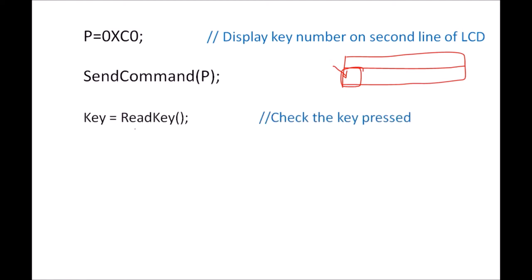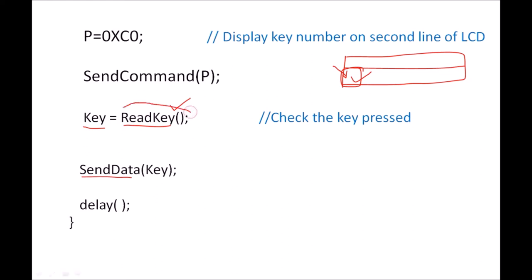Now here we'll call one function. The name given here is the read key function. This function will read which key is pressed by the user, and that function will return the ASCII value of the key pressed by the user, and that ASCII value is assigned to variable key. We'll discuss this function, but this function will get the key pressed by the user, and that ASCII value is assigned here to variable key. Once we get the ASCII value, we'll send it to the send data function of the LCD. So this function will display the key pressed by the user at this position. We'll call a delay and we'll repeat this program continuously.